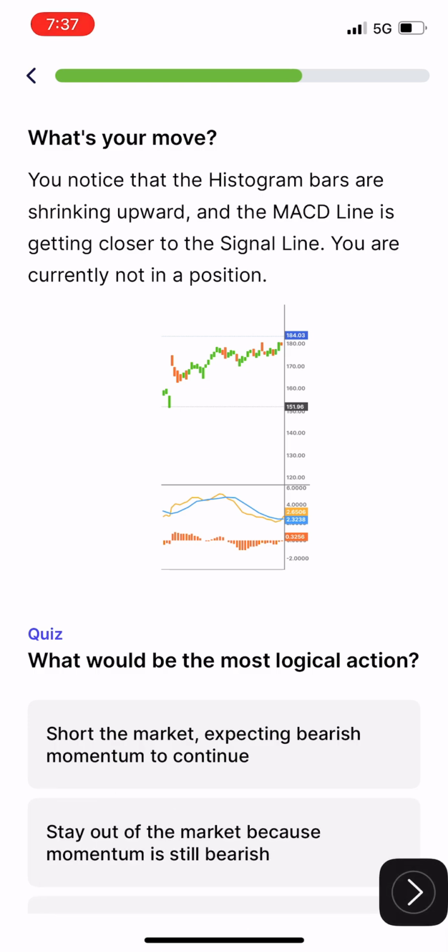What's your move? You notice that the histogram bars are shrinking upward, and the MACD line is getting closer to the signal line. You are currently not in a position. Quiz. What would be the most logical action?